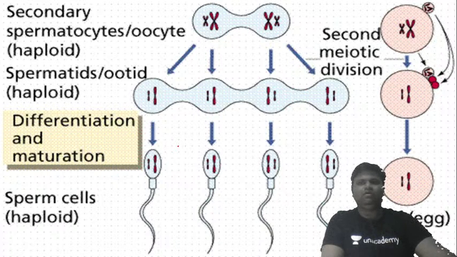It undergoes the second meiotic division to form the spermatids or the ootid. Then there is differentiation and maturation to form the sperm cells and the ovum or the egg cell. So it is all in the end state, or the haploid state.